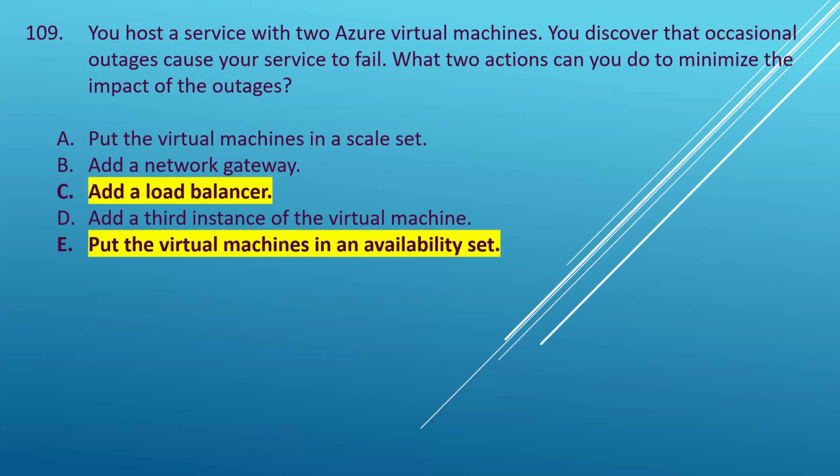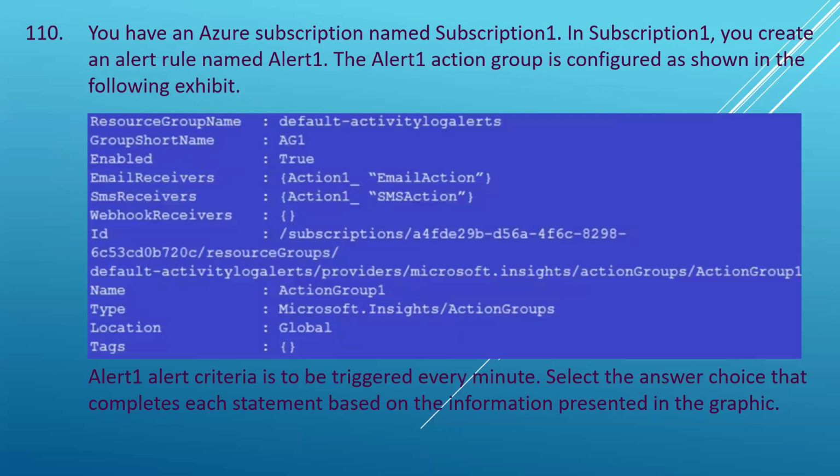Meanwhile, let's look at question number 110 of the series. You have an Azure subscription named subscription 1. In subscription 1, you create an alert rule named alert 1. The alert 1 action group is configured as shown in the following exhibit. There is an exhibit on your screen which tells few details about the alert that has been configured.